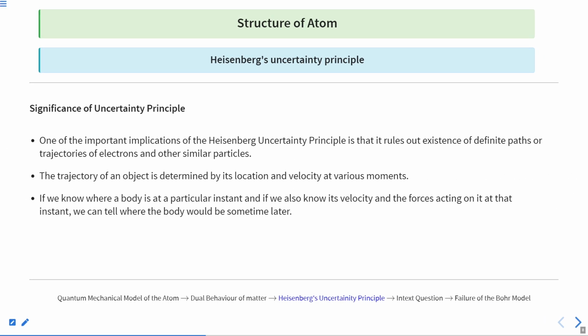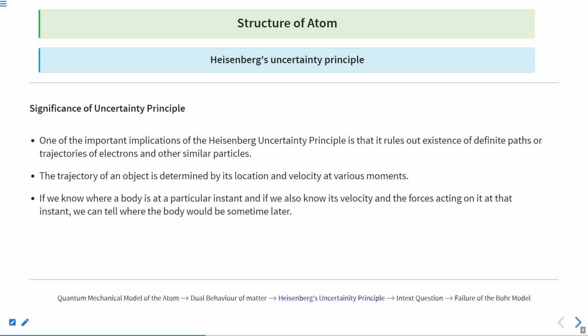Now let us talk about the significance of the uncertainty principle. First of all, you must have seen in Bohr's model that the electron moves in a fixed state or a stationary state. That was first challenged by this, our uncertainty principle, because nothing is stationary here. There is always an uncertainty.